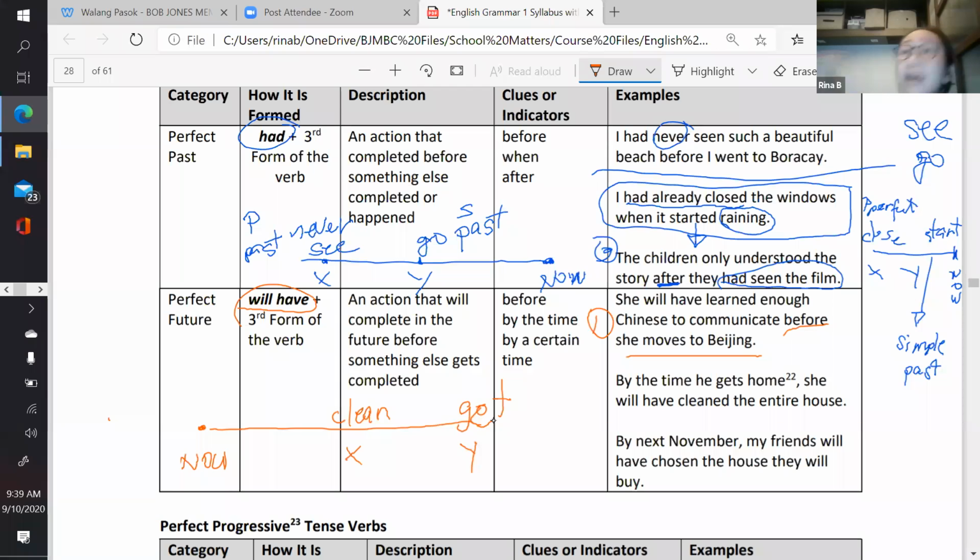Yeah? And that's why the clean here is written in the perfect future. And then the word get is written in the simple present. Now, because she is the subject, or she is the one that, he is the one that does the action of getting home. Yeah? And he is singular, then you need to remember you have to write the simple present in the singular form.